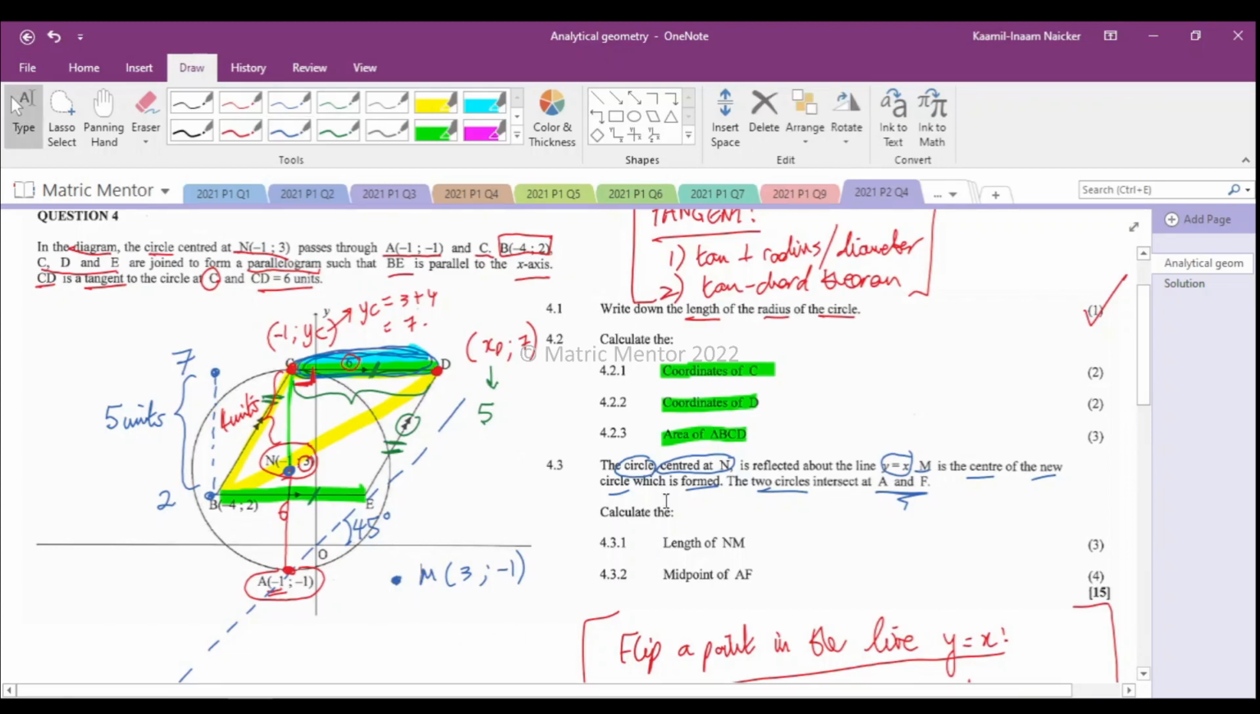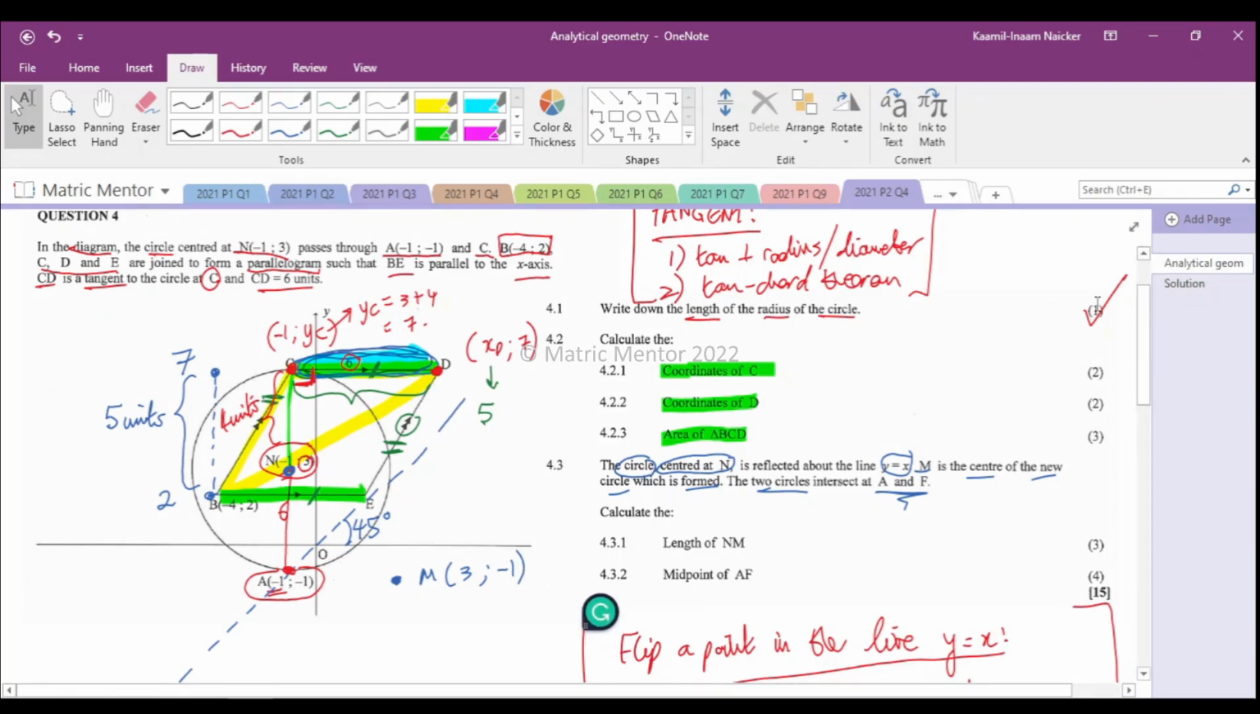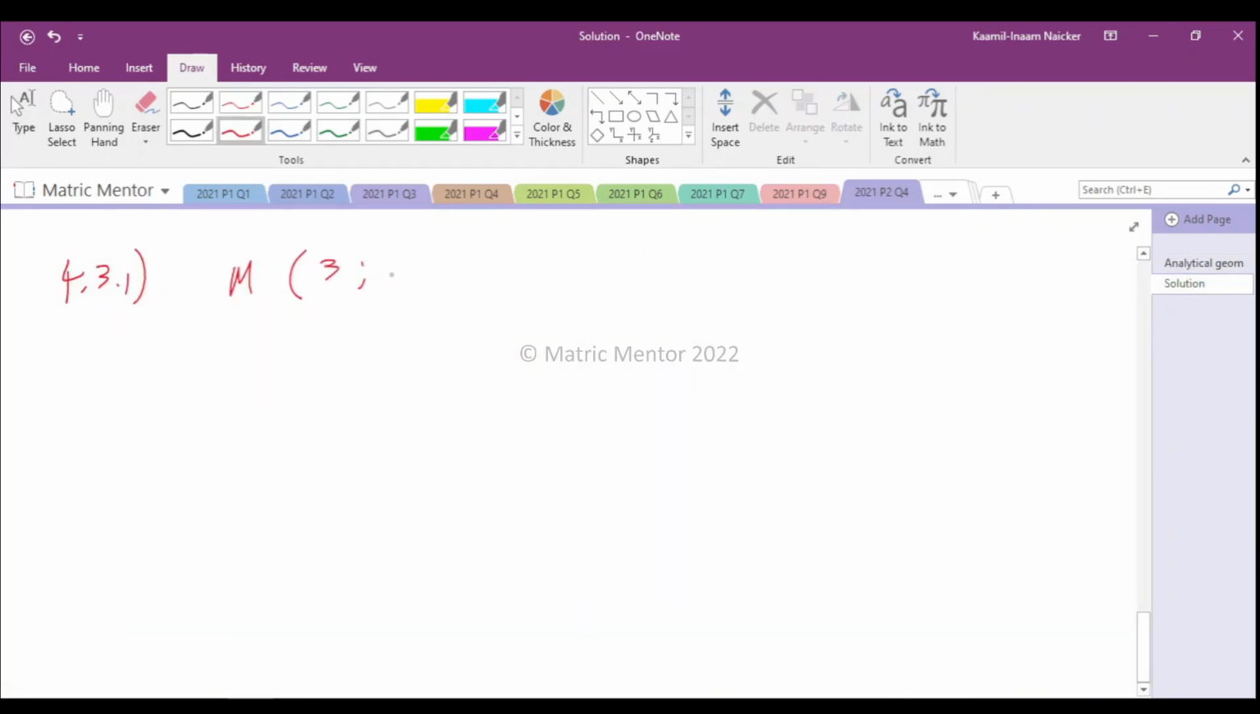Amazing, right? So the first question says to me, calculate the length of NM. Okay? So to calculate the length of NM, I first need to get the point M, and then I can use the distance formula to calculate this line length. Okay, so let's go ahead and do that. So I'm going to scroll down here, put down 4.3.1, and I'm going to say M is at the coordinate. Let's go back up. So N is at -1 and 3, so M is going to be at 3 and -1. And so I can say, therefore, the length of MN is equal to the square root.